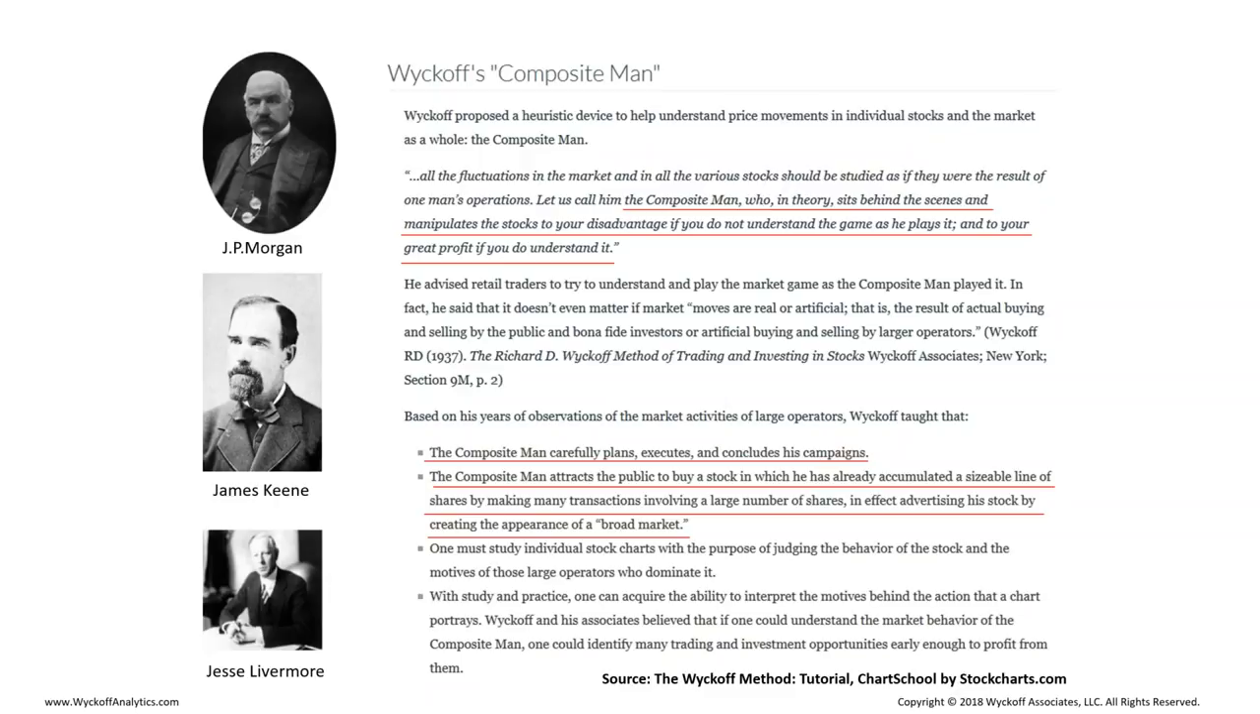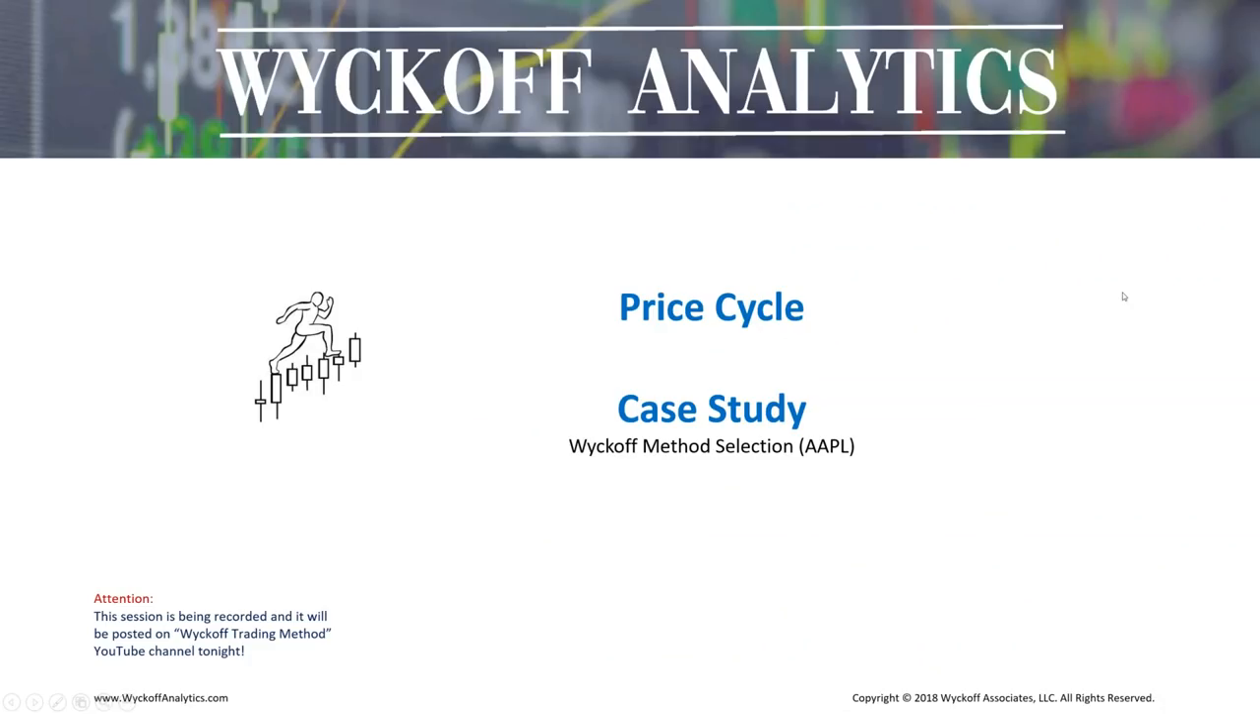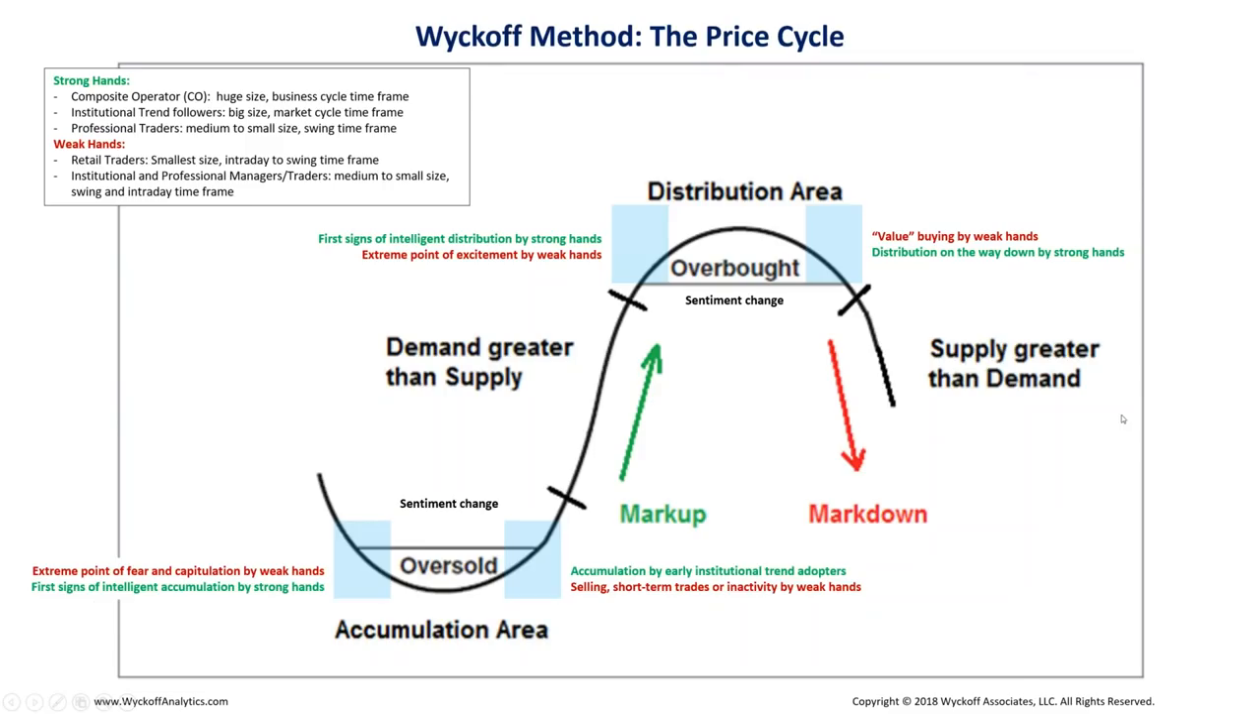He was suggesting that multiple stock operators could be marking up or marking down the price and conducting those campaigns. In our days, I am talking only about the institutions. I will mention the composite man or the composite operator, and you should be able to understand this concept. All right, let's talk about the price cycle. And we also will go into the case study on Apple, where I'll show you how specifically at that spot Apple was selected and how the trade was conducted. But first, let's talk about more of the theoretical price cycle.